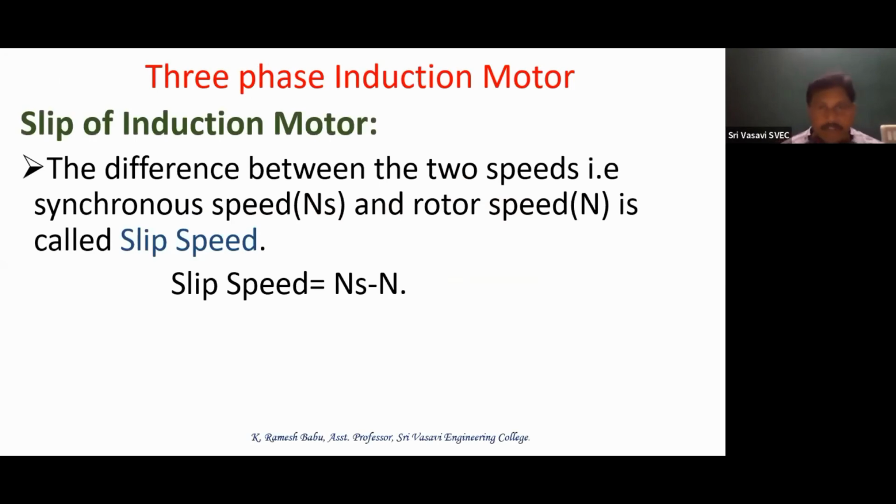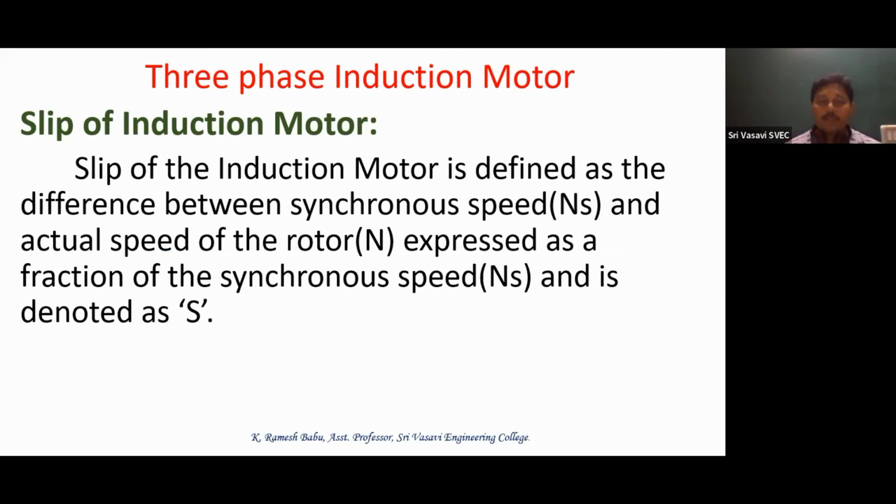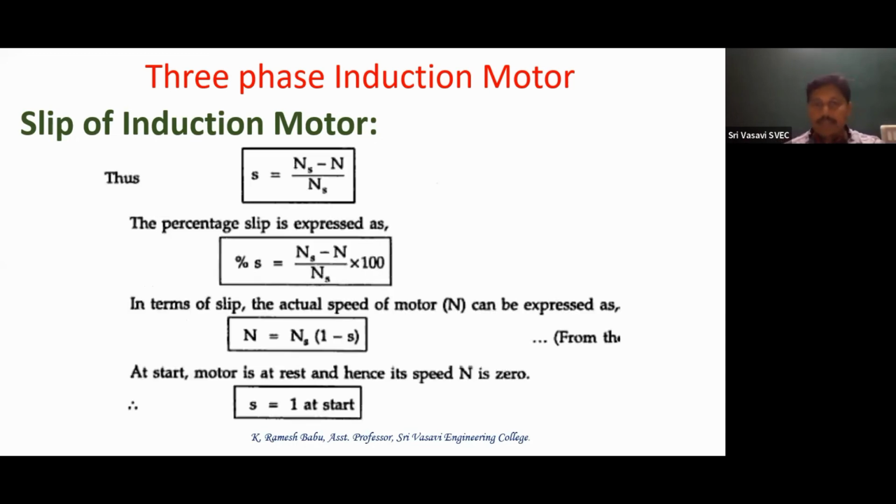Slip of an induction motor. First of all, slip speed is defined as the difference between synchronous speed and the actual rotor speed. That is, slip speed equal to Ns minus N. Slip is defined as the difference between synchronous speed and actual motor speed, expressed as a fraction of the synchronous speed, and it is denoted as S. So S equal to Ns minus N by Ns. The percentage slip equal to Ns minus N by Ns into 100.